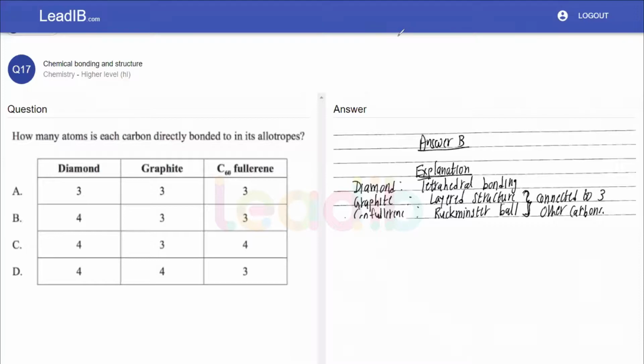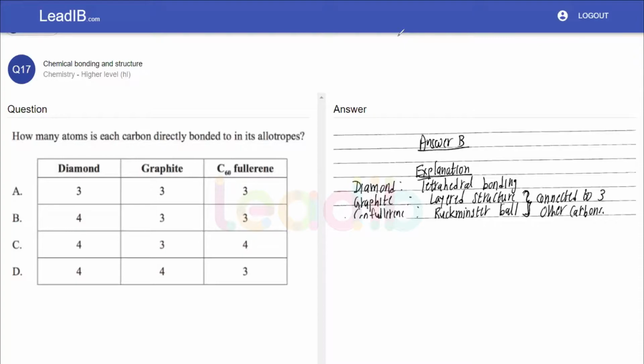Hi, we are looking at question number 17 of chemical bonding and structure of IB Diploma Chemistry HL. The link for this question has been provided in the description, so please do visit. So let's look into this question.